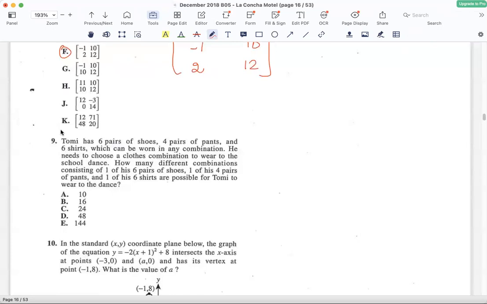Tommy has 6 pairs of shoes, 4 pairs of pants, and 6 shirts, which can be worn in any combination. He needs to choose a clothes combination to wear to the school dance. How many different combinations consisting of one of his 6 pairs of shoes, one from his pants and shirts is possible? So that will be 6 into 4 into 6. So that's 36 into 4, 72 into 2, 144.